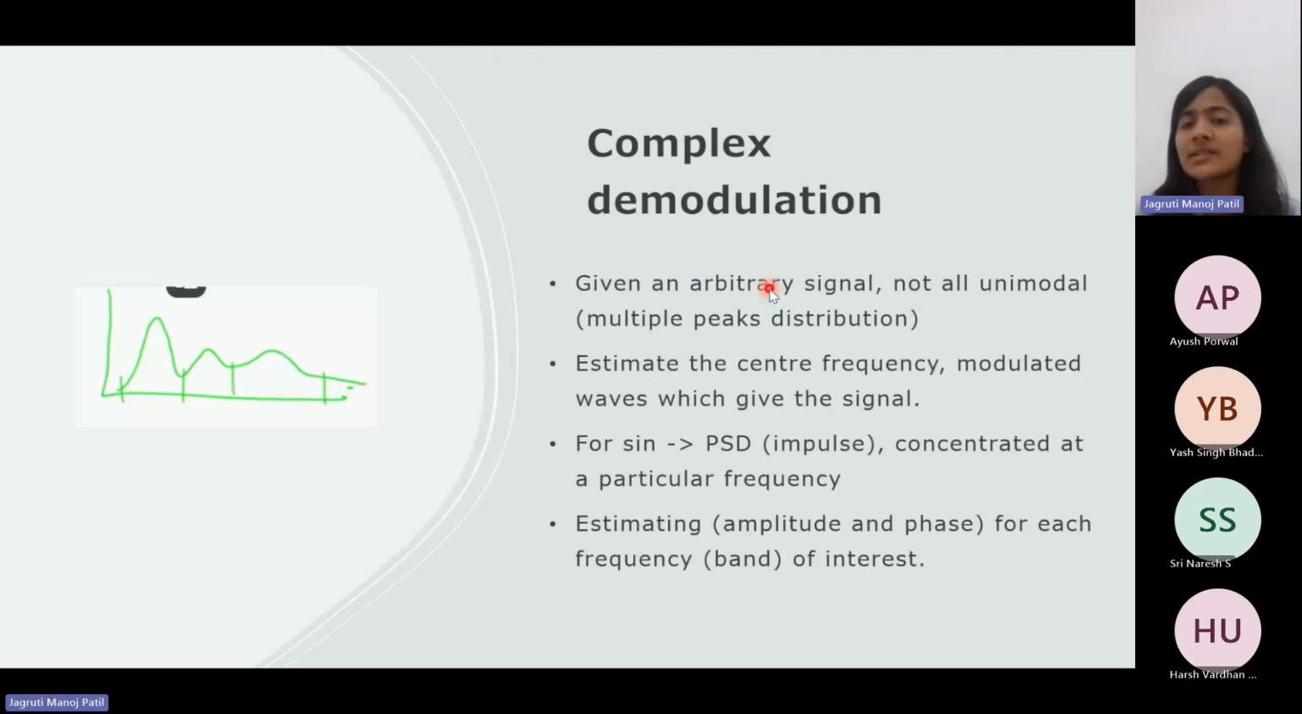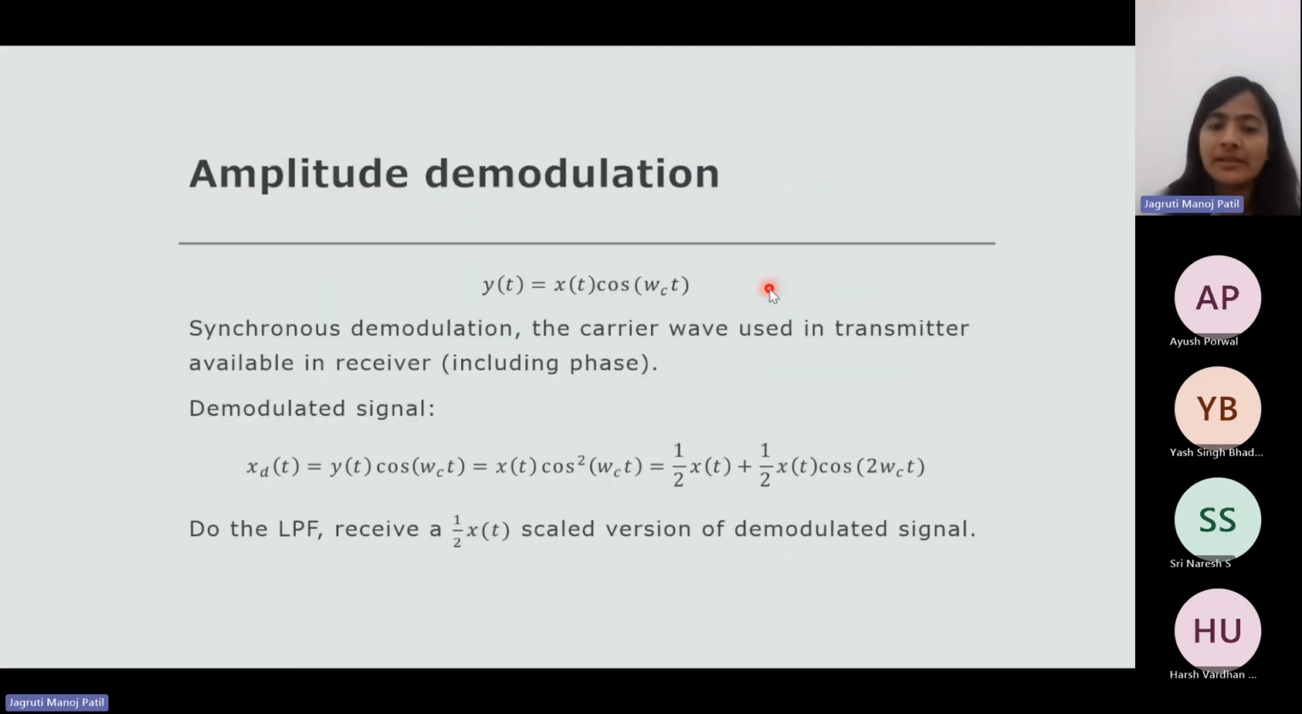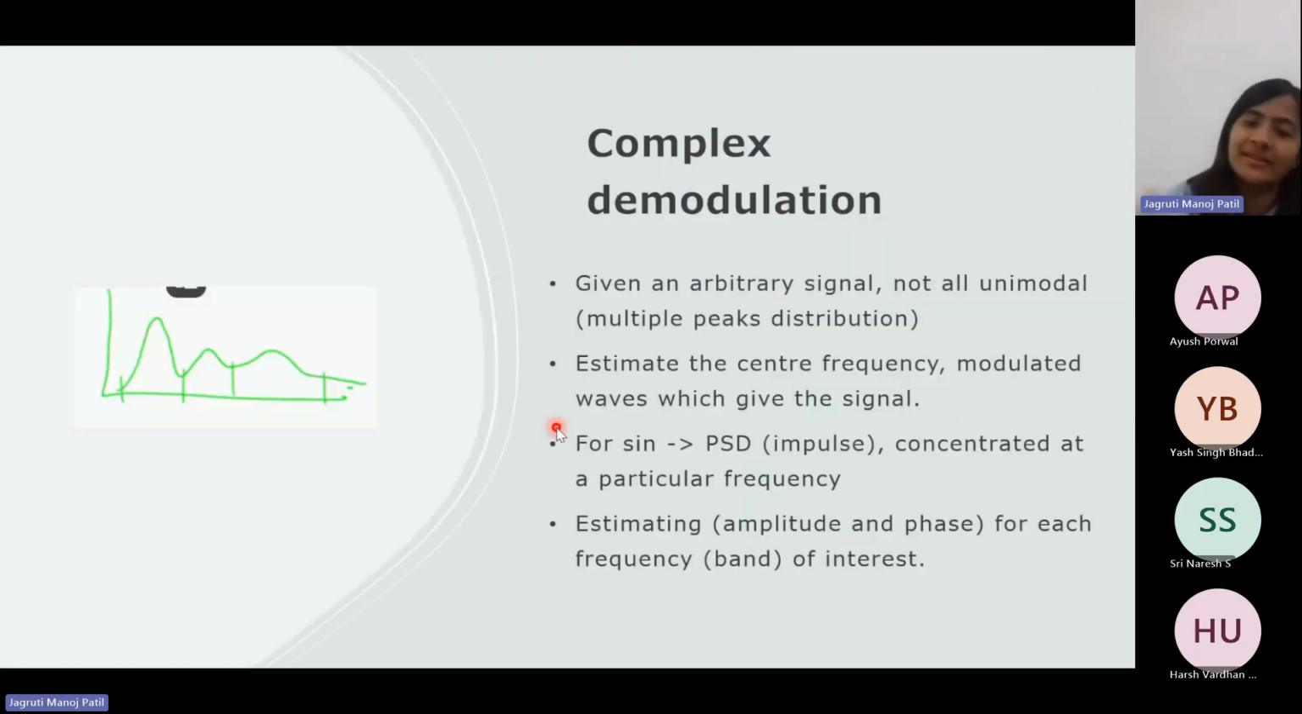Then we do something called complex demodulation. So till here, everything was in the real domain. We had the phase of the signal, the real interpretation. Now we are going into complex demodulation. So consider that you have an arbitrary signal. It's not unimodal, so you have multiple peaks in your distribution.